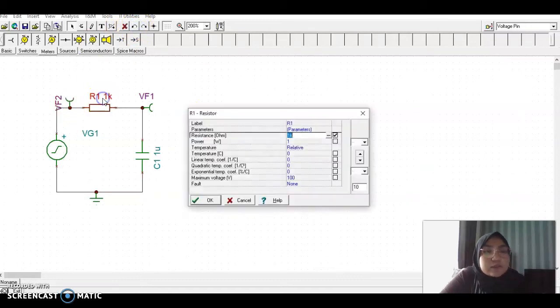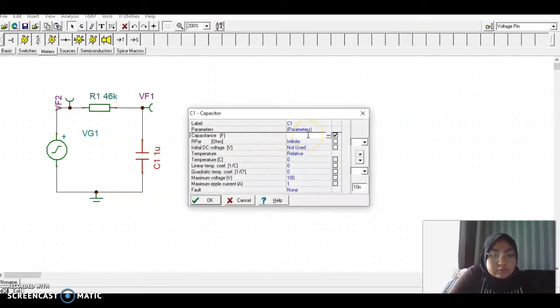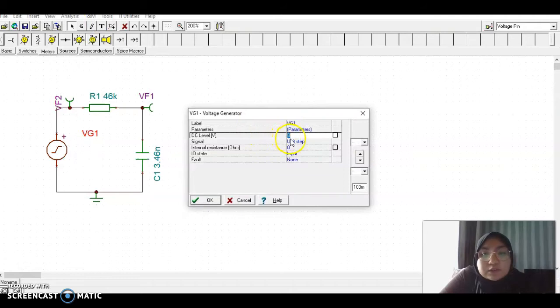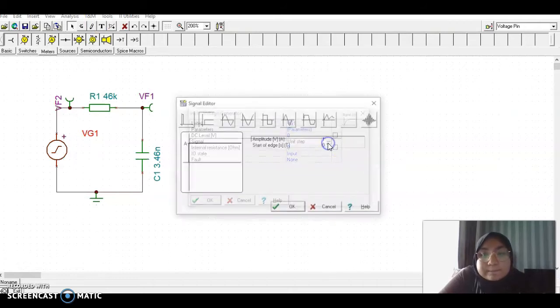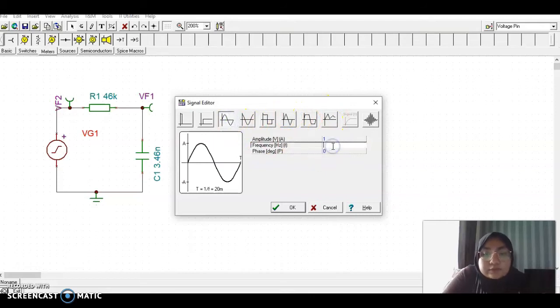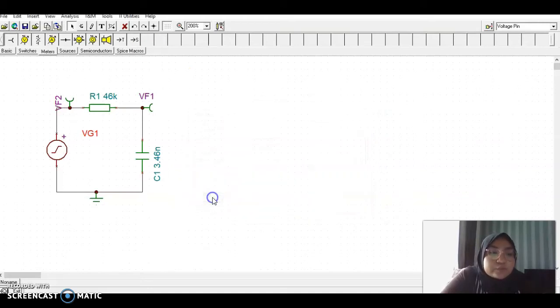So I just adjust the component value from 46k, and this one 3.46 nano. Because we're using sinusoidal, we need to change into sine wave, 1000. All set. Now I can run the oscilloscope.